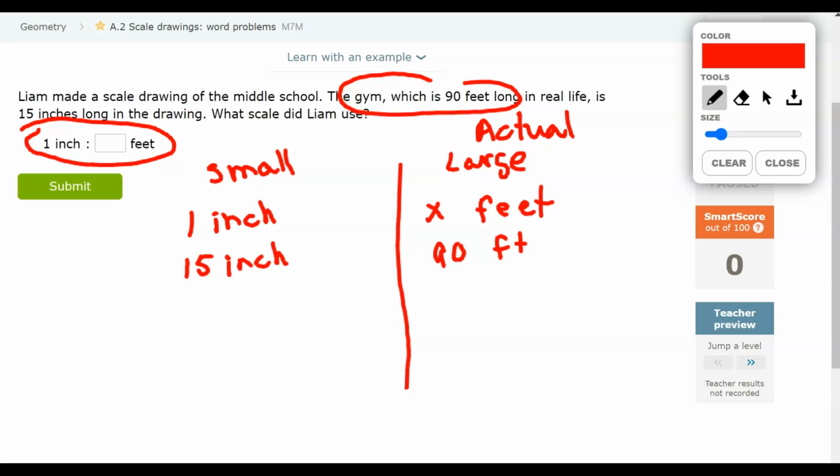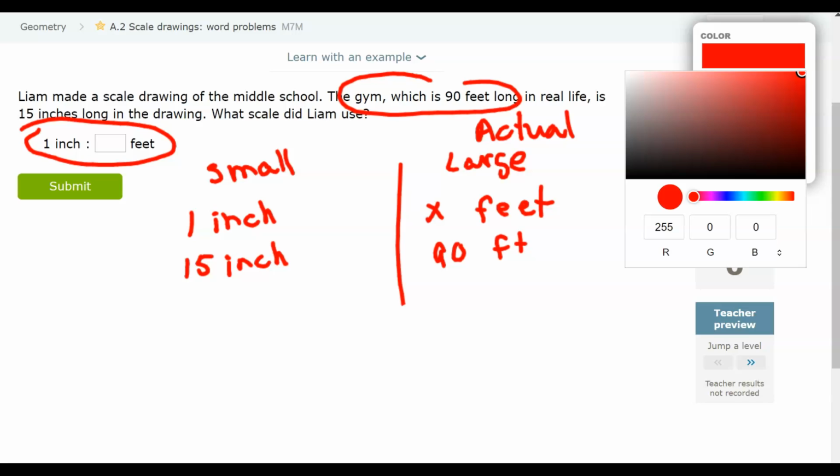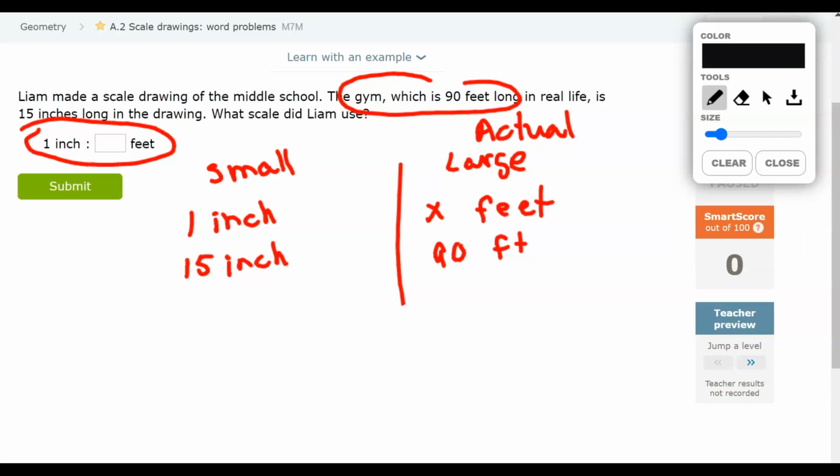So if we keep it in this kind of order, let me show you what it'll look like. So let's go to black. All right, so basically, if I organize it, I have everything over here: 1 inch, and that 1 inch becomes 15 inches. But over here, that 1 inch is the same as I don't know feet. That 15 inches is the same as 90 feet. So I like putting the equal sign in between them.